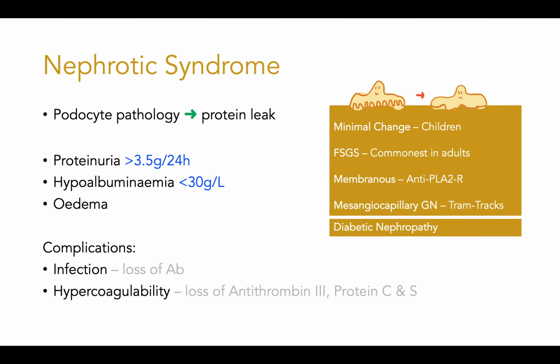And the complications of nephrotic syndrome arise from the types of protein that are being lost. So antibody can be lost in the leaky barrier, and that can leave you relatively immunosuppressed and susceptible to infections. And also some of these proteins, antithrombin 3 and protein C and S, can be lost. Now these normally act to inhibit the clotting cascade, and so actually nephrotic syndrome can leave you hypercoagulable or more likely to clot, and you may wish to treat that with antiplatelets like aspirin, clopidogrel and dipyridamole.